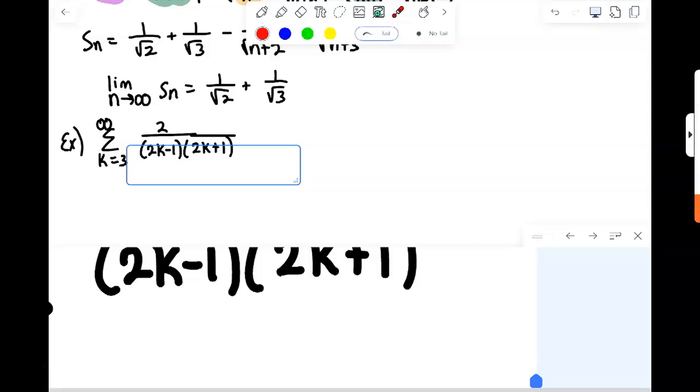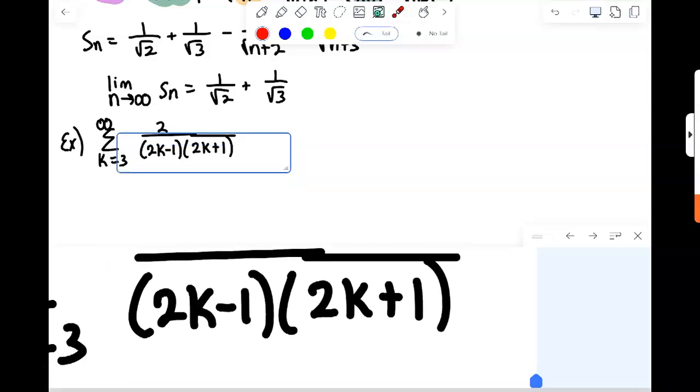But one thing that hints to us that it might be a telescoping series is the fact that once again we have things that are kind of in sequence. 2k minus 1, if you plug 3 in, that's going to be 6 minus 1, which is 5. 2k plus 1 would be 7. So this is 5 followed by 7. When you plug in your next value, 4, 2 times 4 is 8, minus 1 is 7. And then 8 plus 1 would be 9.